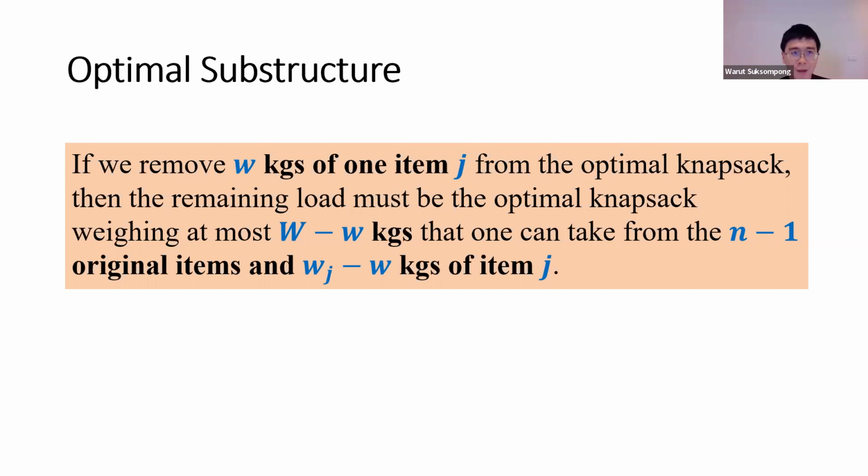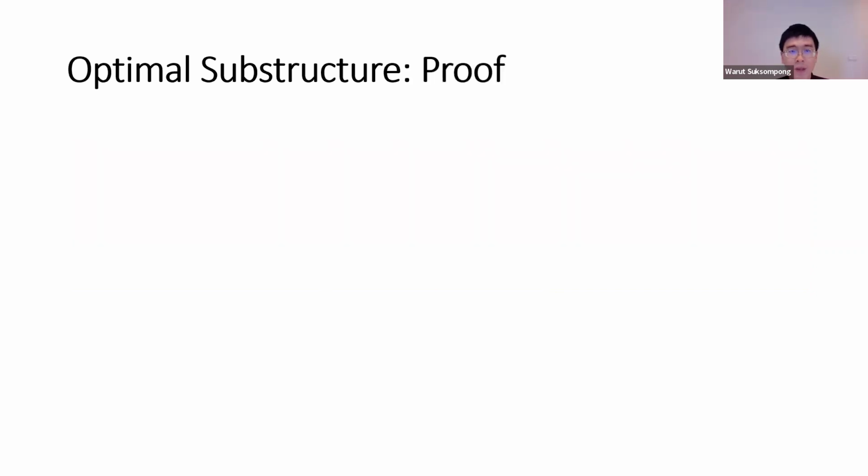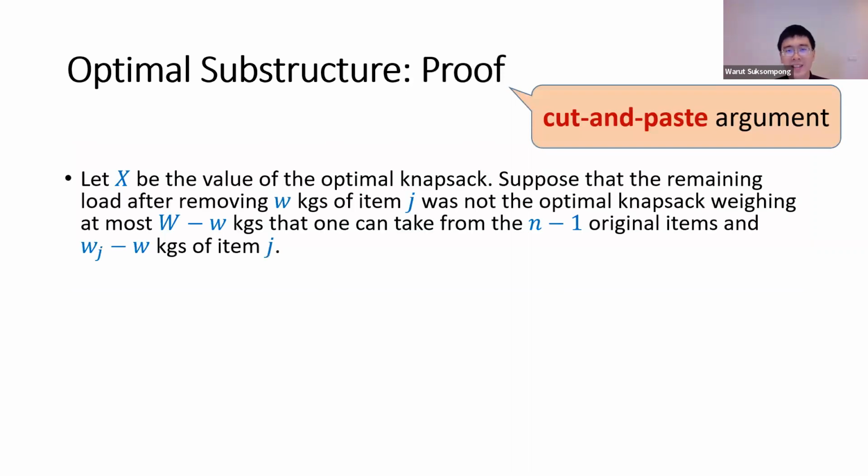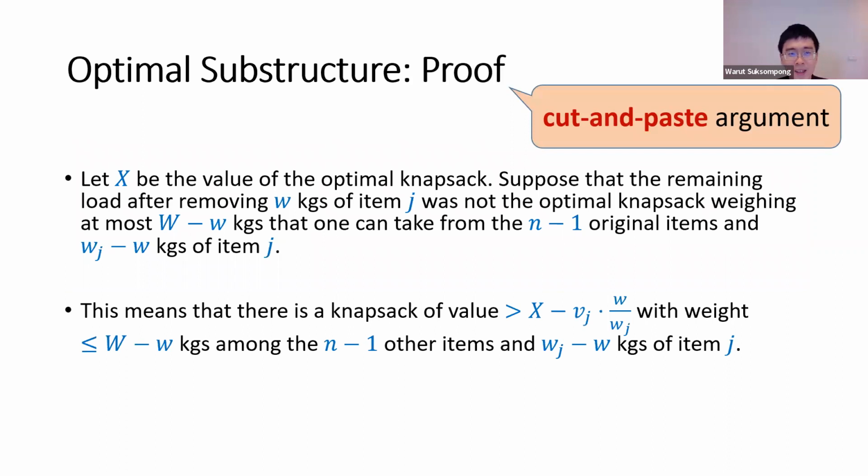So this is just like optimal substructure in the previous lecture with the original knapsack. There you remove a whole item. Here you also allow removing part of an item. And so the proof is similar. It's again this cut and paste argument. You can look at this yourself, but the idea is essentially the same.